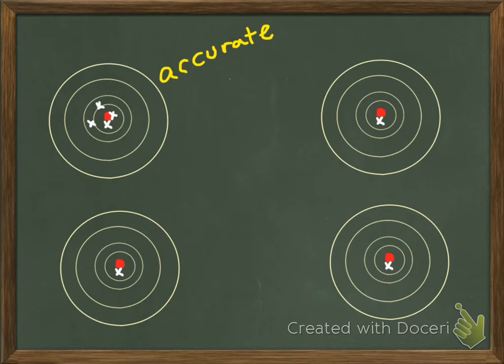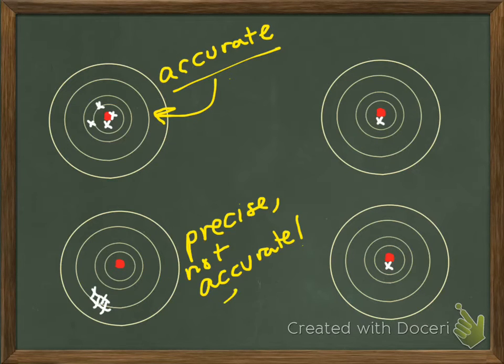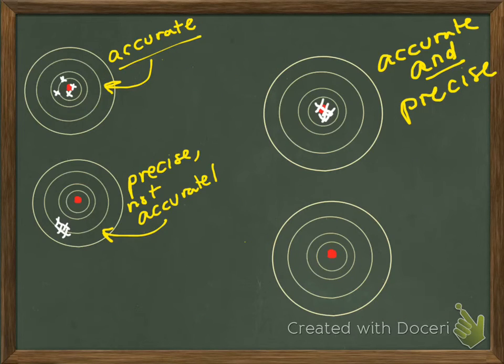So to think about this in terms of the target that we looked at on the first page, this one is accurate. All of the shots are fairly close to the target, though they spread out in all different directions. This one is precise, but it's not accurate. The shots are all clustered together, the value has been obtained repeatedly, but it's way off from the actual mark. This one is both accurate and precise. This is really the standard. This is what you want to hit. All the values are clustered close together, all the hits are on the target, and they're close to the bullseye, so they're close to the actual value.